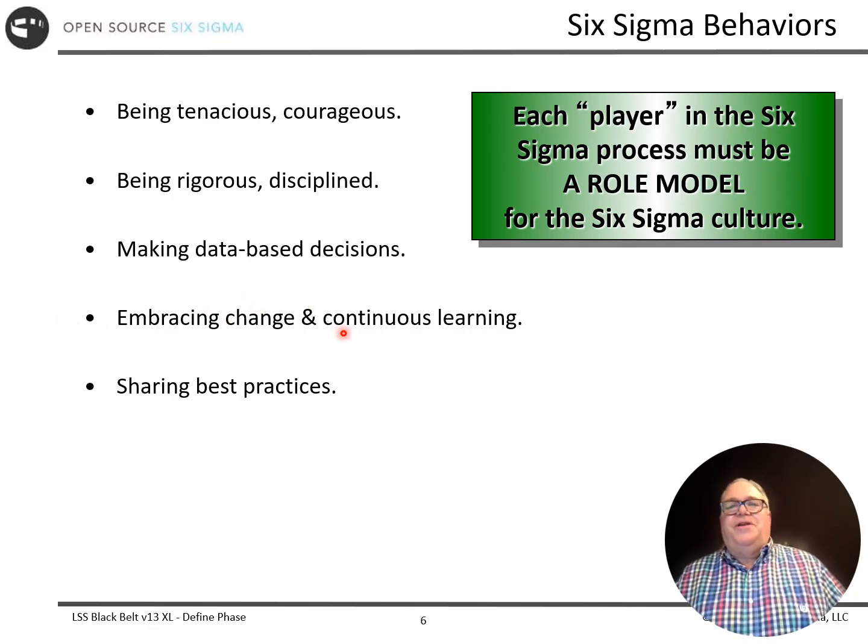You yourself are going to have to embrace change and learning, and hopefully your teammates, your sponsor, and the others that you touch in the course of doing the project will do so as well. The good news is you then become also sort of an instructor or teacher for the organization.